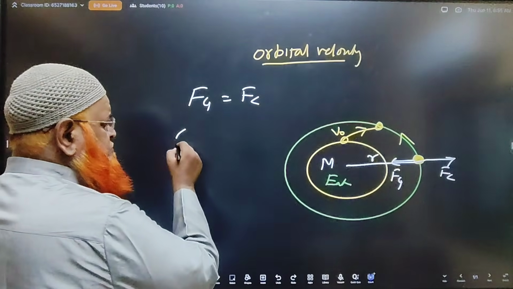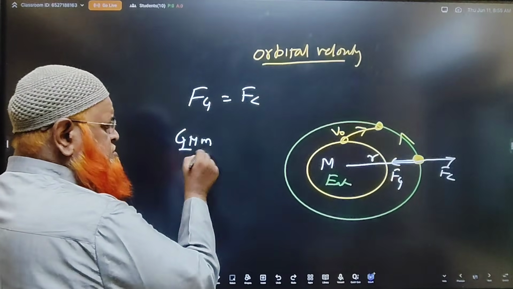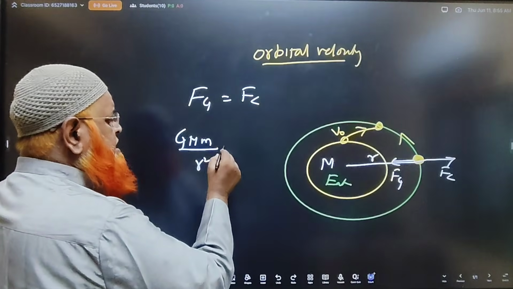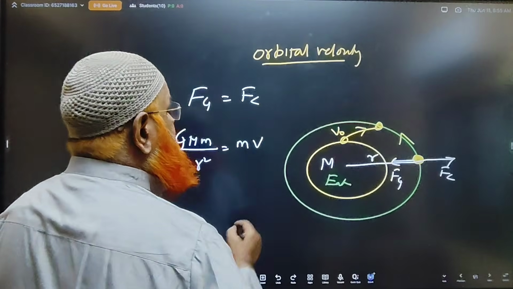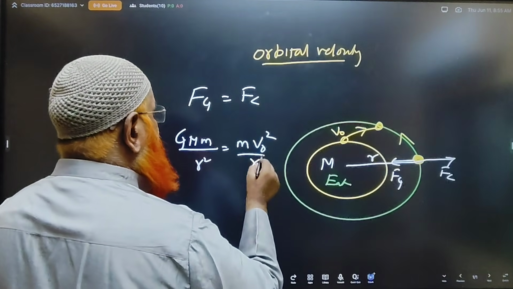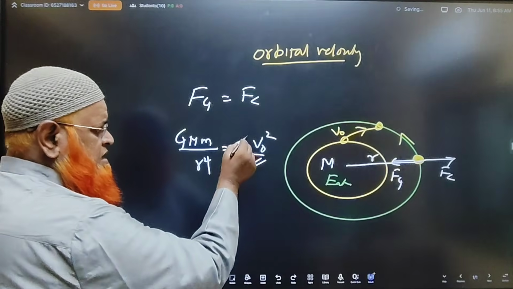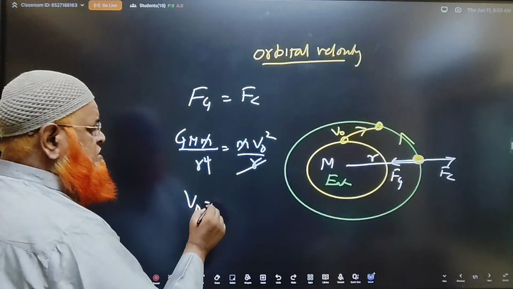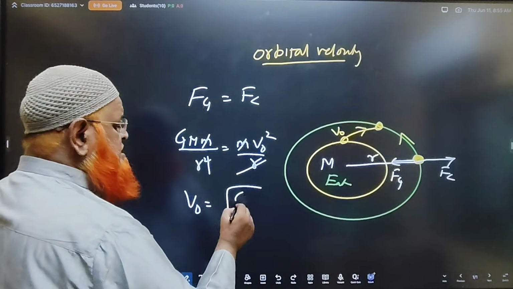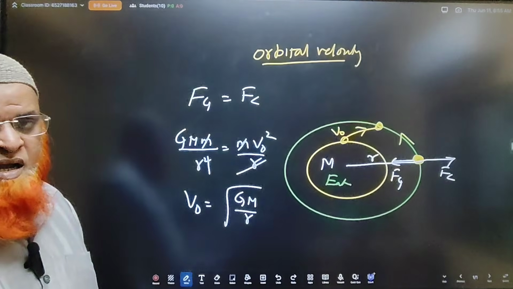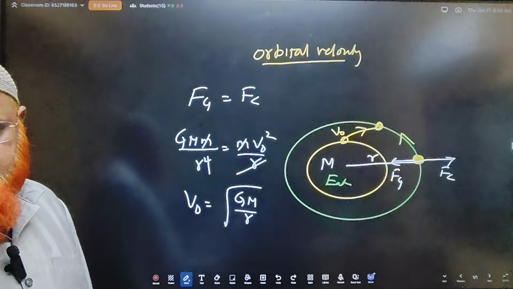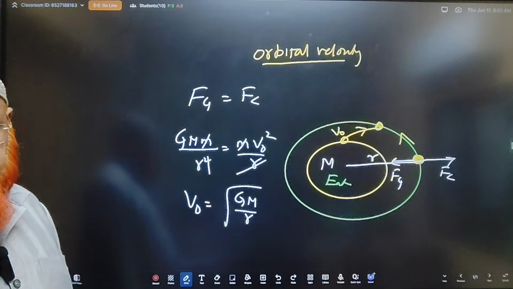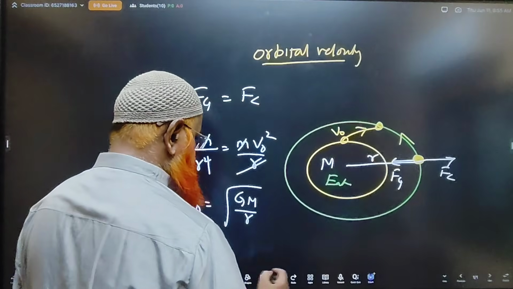So what is the gravitational force? G capital M small m by r square, which is nothing but m v naught square by r. So r gets cancelled, m gets cancelled. So v naught is equal to, the square goes to this side, root of GM by r. This is called orbital velocity, the first formula for orbital velocity. Then what is the second formula for orbital velocity? We should discuss that.